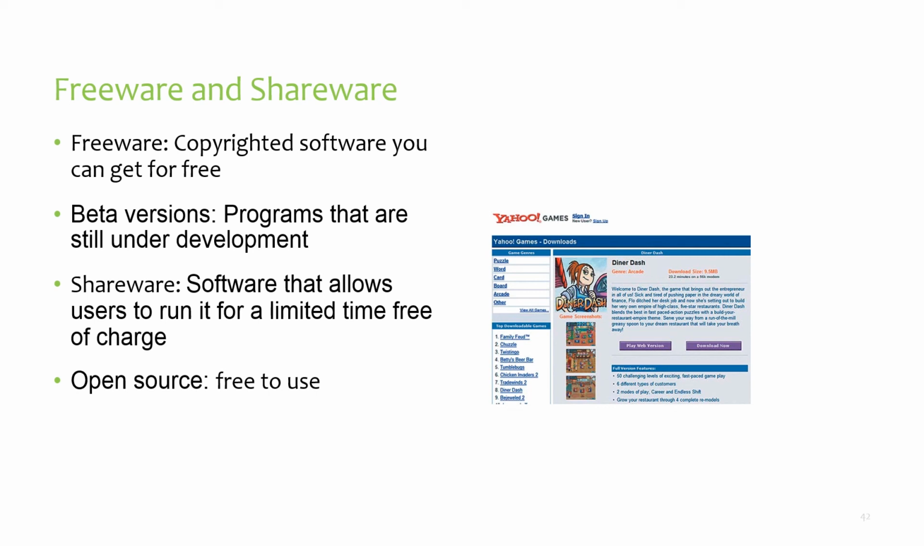Software that allows users to test software, run it for a limited time free of charge, is referred to as shareware. Shareware is not freeware. If you use the software after the initial trial period is over, you will be breaking the software license agreement. Open source software is free to use on the condition that any changes you make to improve the source code also must be distributed for free.